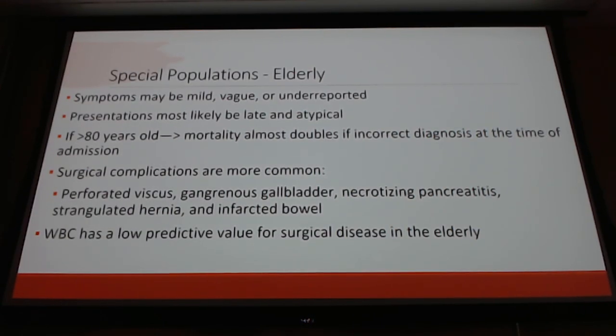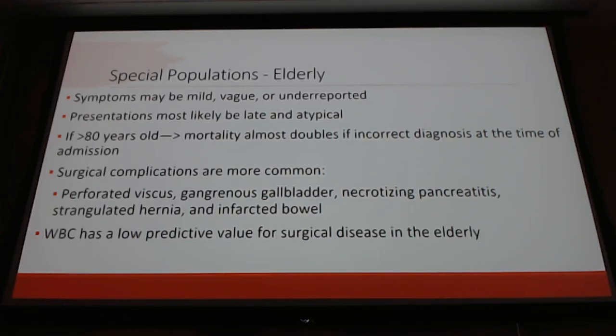So our elderly folks, yeah, they're going to come in. It's going to be very mild, typically vague, underreported. So unfortunately, they show up late and atypically. So be careful. If they're above 80 years old and you don't make the right diagnosis right off the bat from the ER, mortality is going to double. That's kind of scary over the age of 80.